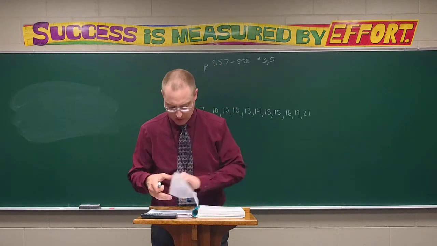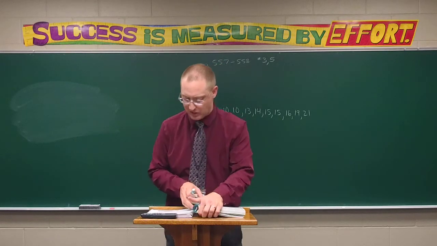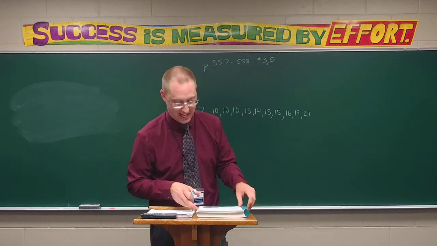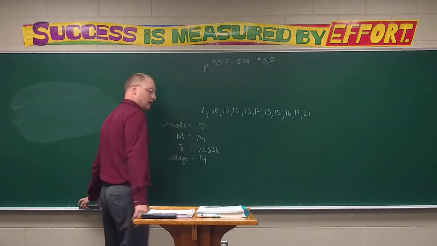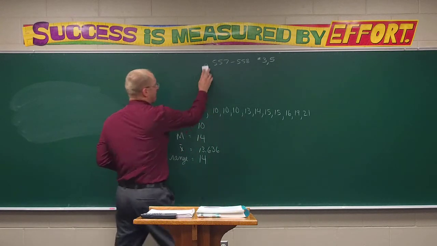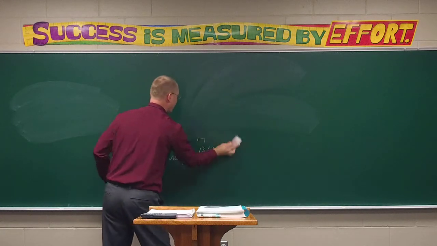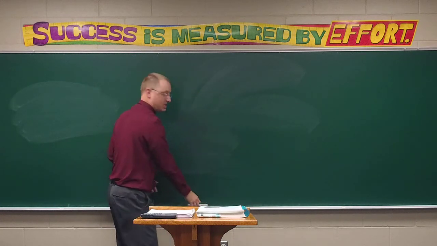Look back at page 557 with me, if you would. And I just want to point something out. There's a set of data, actually a couple sets of data, in that section called the range. See those little sets of data? And what they've got showing here is that both sets of data have the same range. They both have a range of 13.